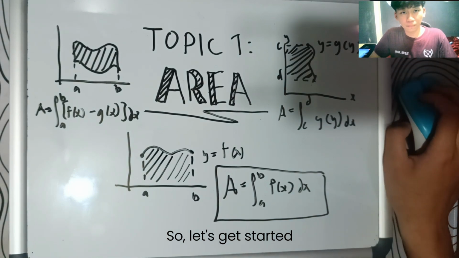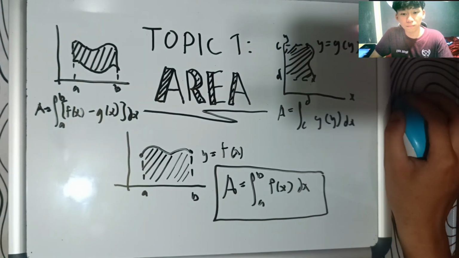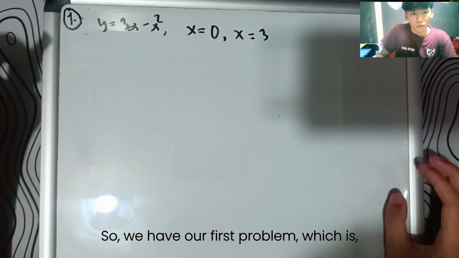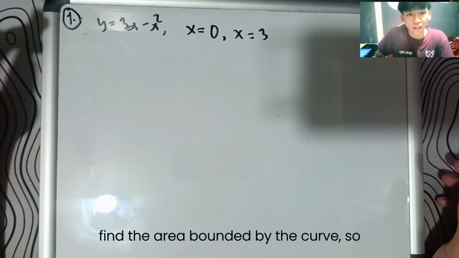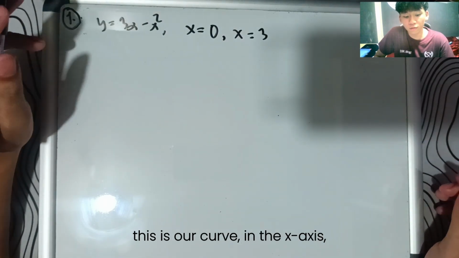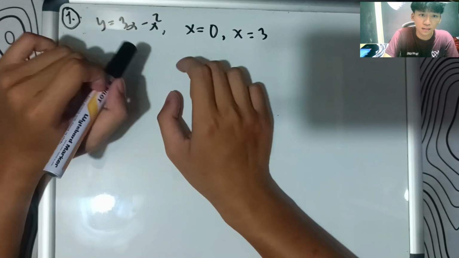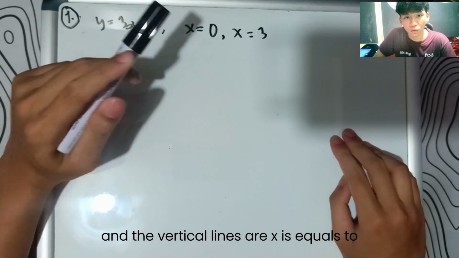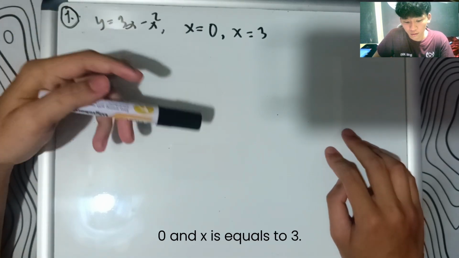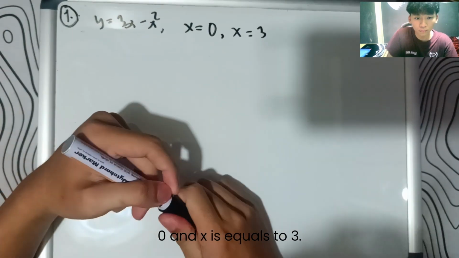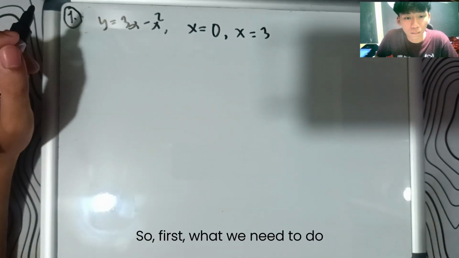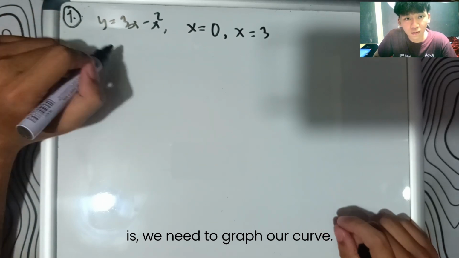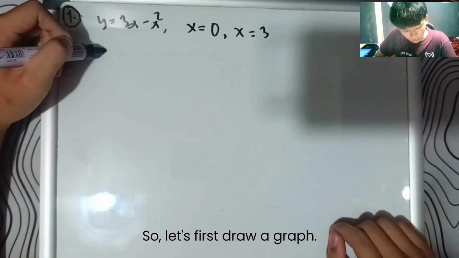So let's get started with our first problem. We have our first problem, which is find the area bounded by the curve. So this is our curve, the x-axis, and the vertical lines x equals 0 and x equals 3. First, what we need to do is graph our curve. So let's first draw a graph.